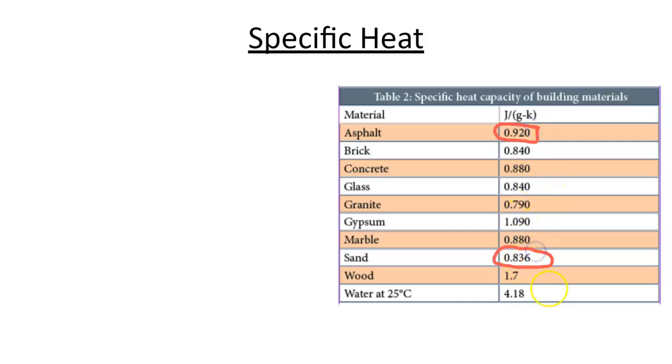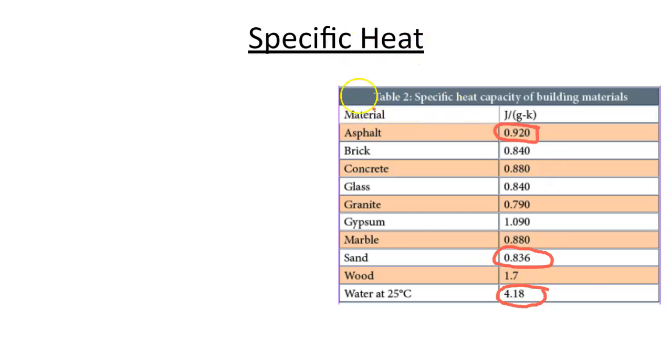Okay, sand has a much lower specific heat than water, which means as the sun is beating down on the beach, the sand to go up 1 degree only needs to absorb about 1 joule of energy. Where the water, a gram of water to go up 1 degree needs to absorb about 4 joules of energy, so almost 4 times as much.